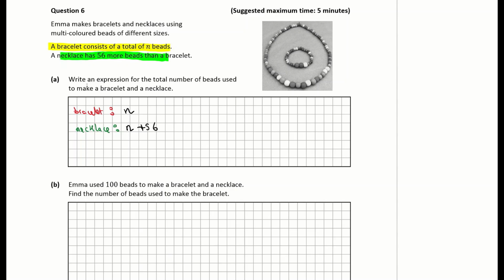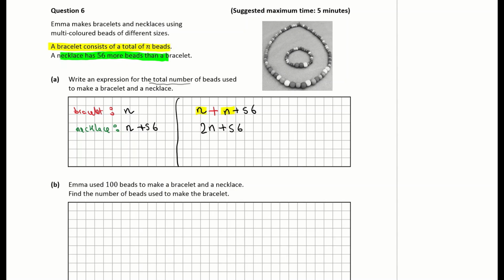The question, though, wants us to write an expression for the total number of beads. So total number of beads basically just means to add my 2 answers together. So I need to add my bracelet, and then I need to go plus my necklace, n plus 56. And then if I add the 2 n's together, I'll get 2n, so it's 1n plus n, and then I'll add my 56. So the expression for the total number would be 2n plus 56.